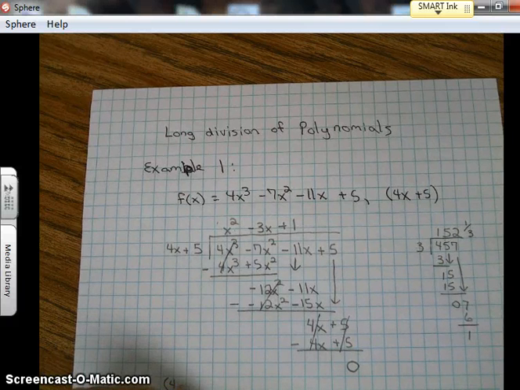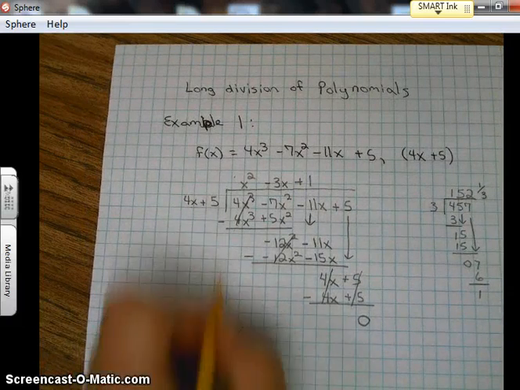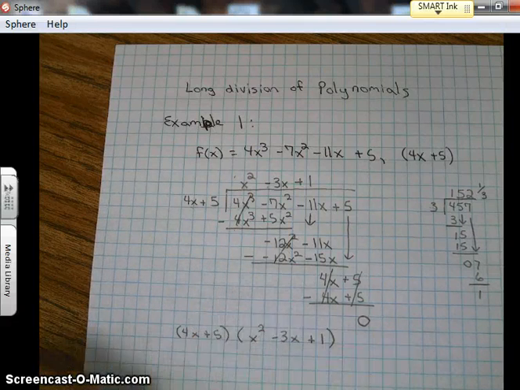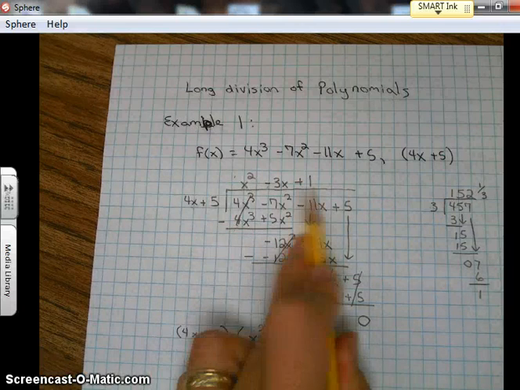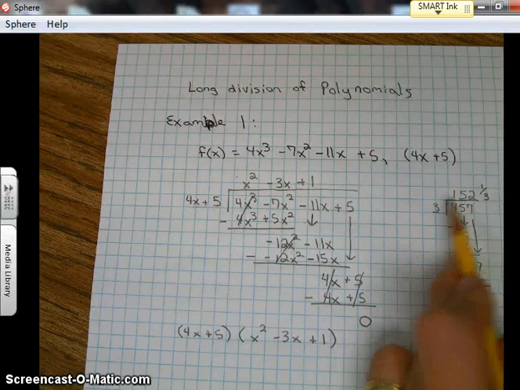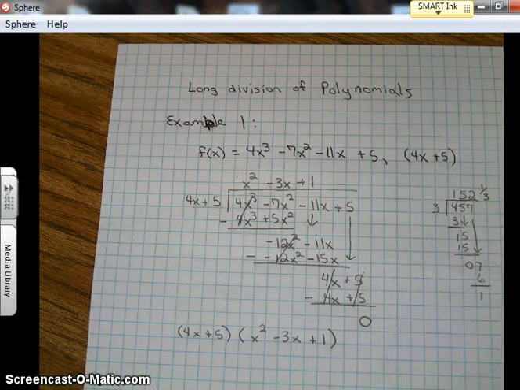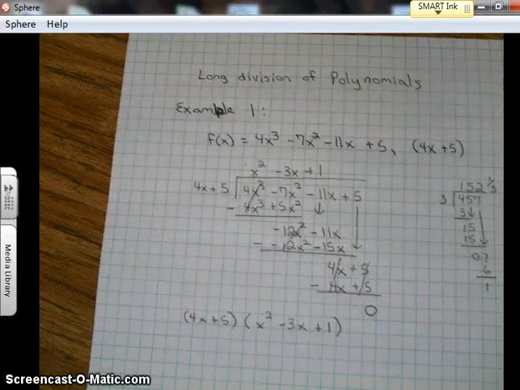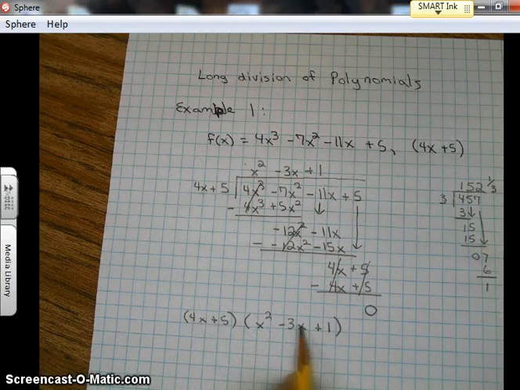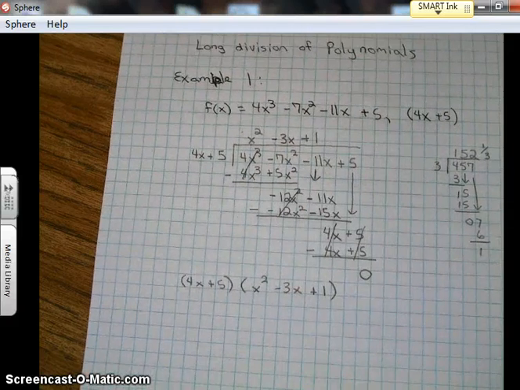So 4x plus 5 times x squared minus 3x plus 1. So this times this is equal to this, just like 3 times 152 1/3 gives us 457. Okay? Now, I want this completely factored, so notice that these are factors. These two multiplied together will give us this polynomial. So I want to make sure this is completely factored out.